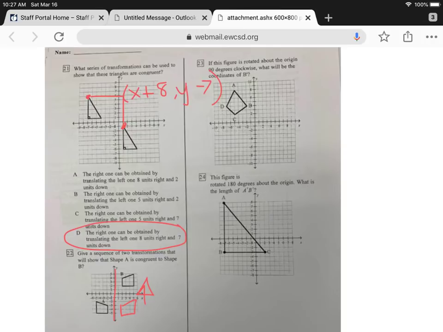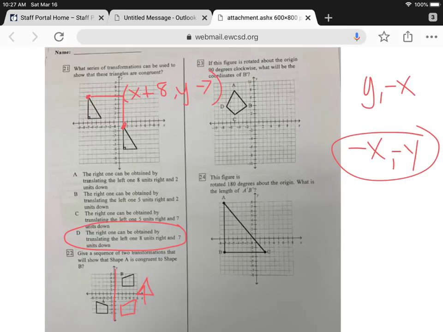Okay, we're going to go now over to the number 23. It's asking, if it was rotated 90 degrees clockwise, what would the coordinates be? Well, real quick, we learned some rules. 90 degrees clockwise is y, negative x. 180 degrees is negative x, negative y, just complete opposites, right? And then counterclockwise is negative y, x.